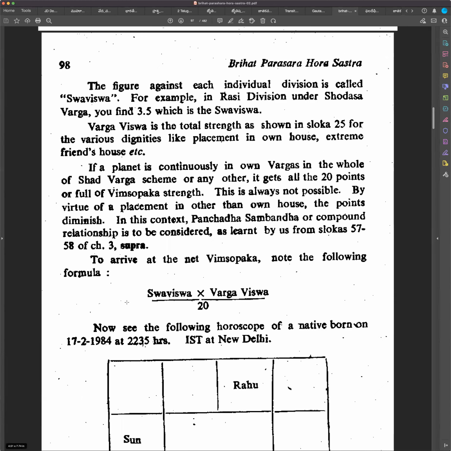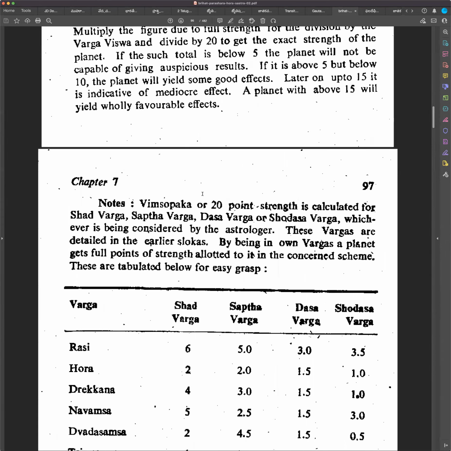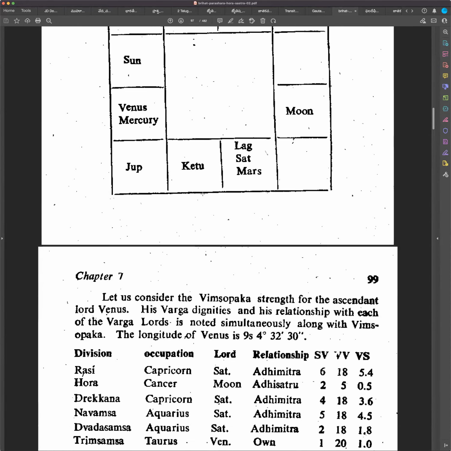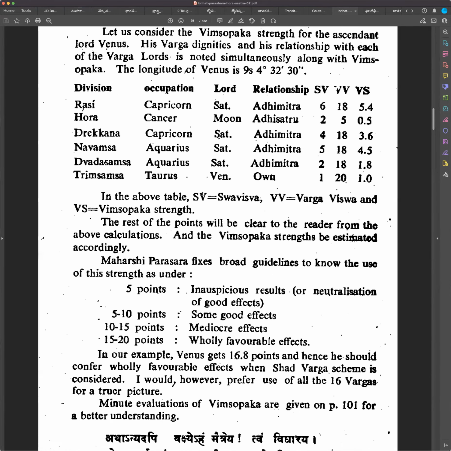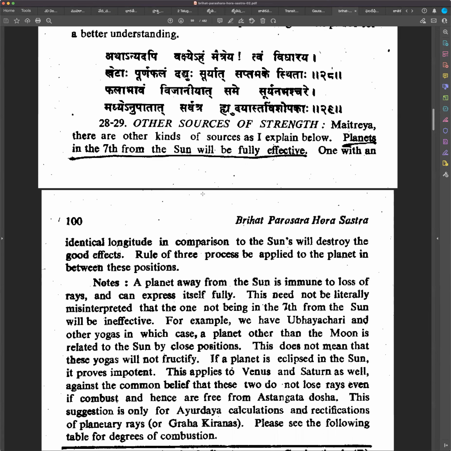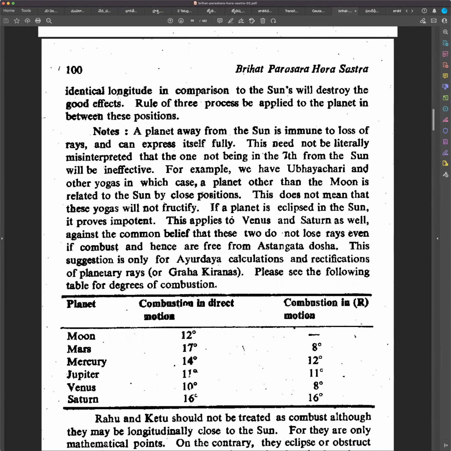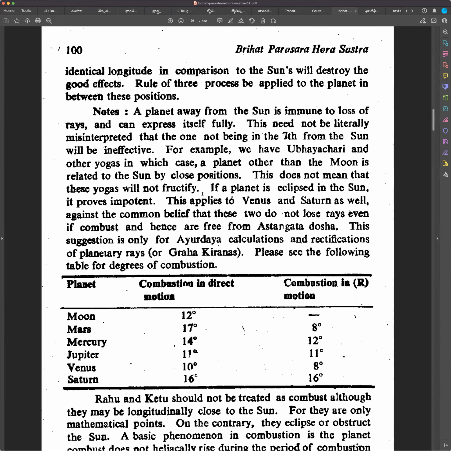This one? There is a combustion chart. Combustion. Below, come down, sir. 99. Come down. Come down. Yeah, 100. Sorry, yeah, 100.